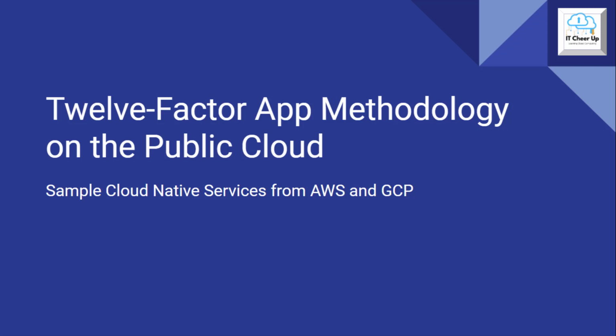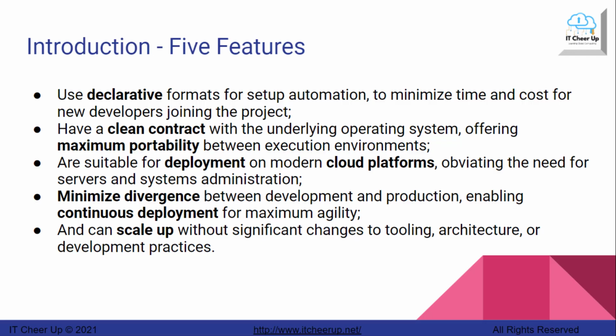There are 5 key features of the 12-factor app methodology to build modern cloud applications. I highlighted the keyword of each feature, so I'm not going to read them one by one. These 5 key features are associated with CI/CD, continuous integration and continuous deployment, microservices, and containerization. I will use cloud-native services from AWS and GCP to describe each factor.